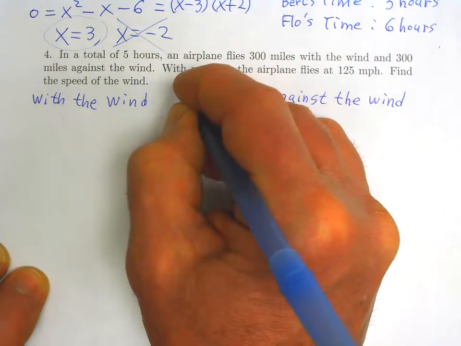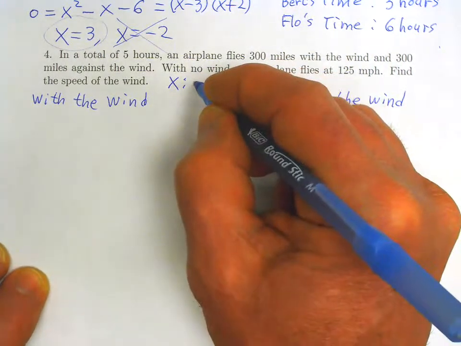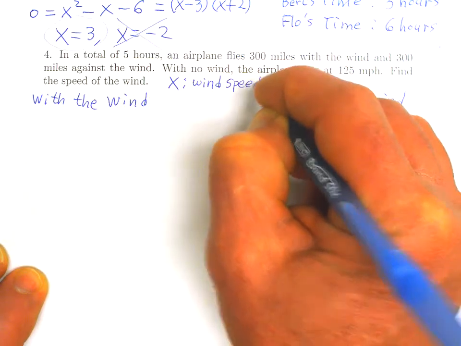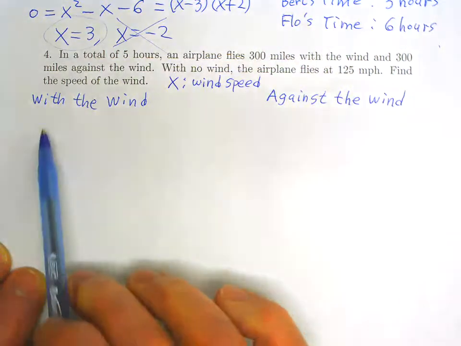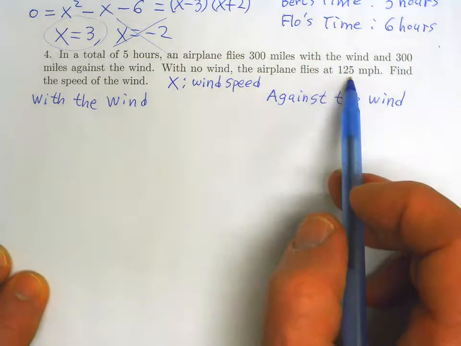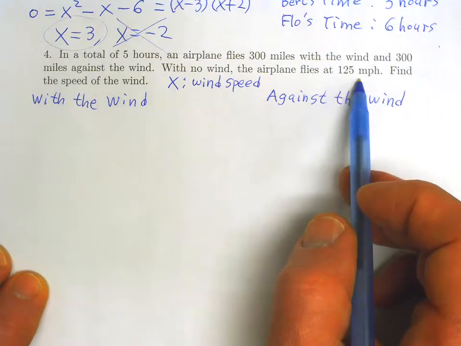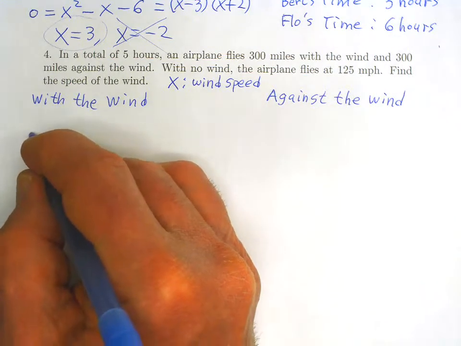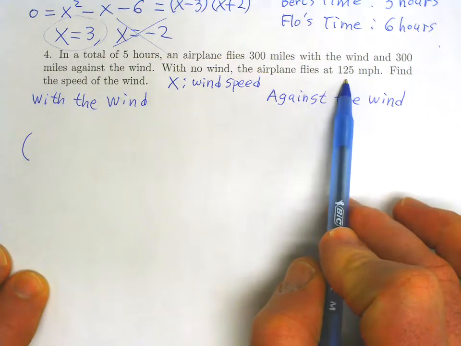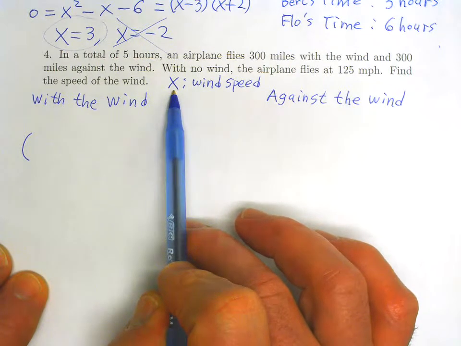Okay, so that's the only quantity we're supposed to find, so we'll just pick x to be the wind speed in miles per hour. Okay, if the airplane is flying with the wind, and if there is no wind, the airplane flies at 125 miles per hour, so when it's flying with the wind, it's going to be going faster than 125 miles per hour by the wind speed, which is x miles per hour.